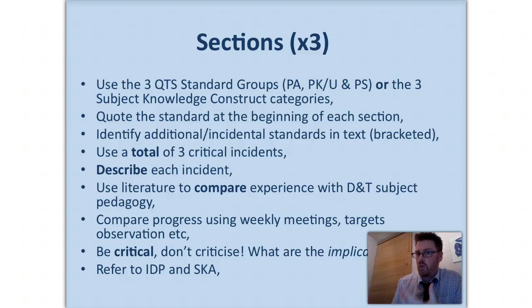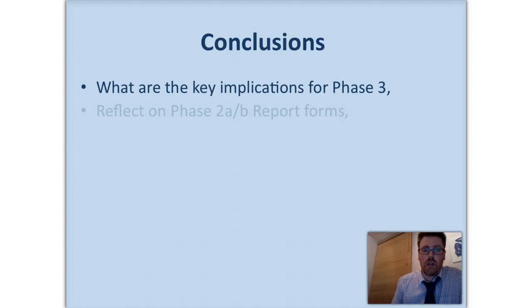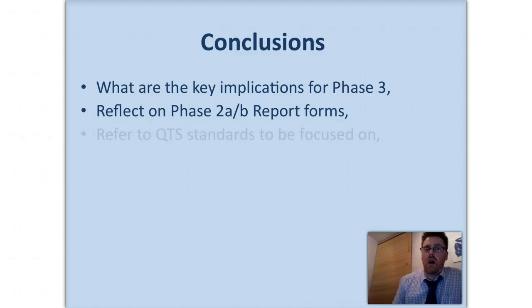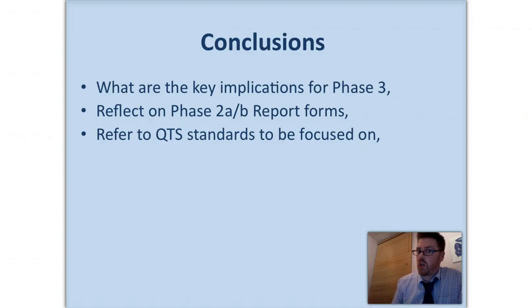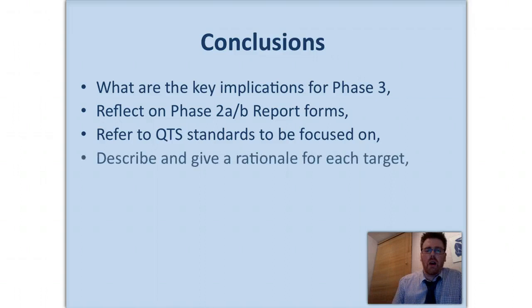Okay, your conclusions are going to be your implications for phase three. You're going to reflect on phase 2A and 2B report forms, whatever is available at the time. You'll refer to QTS standards to be focused on in the future. So think about, well, what are the targets which are coming up in weekly meetings? Are there some that you're finding more challenging to get evidence for? And give a description, don't just put a target, give a rationale for each target.